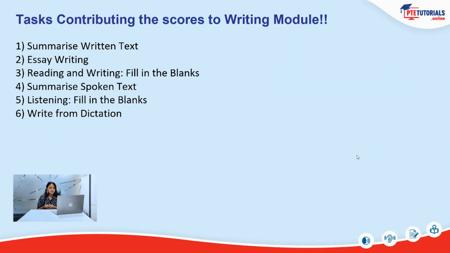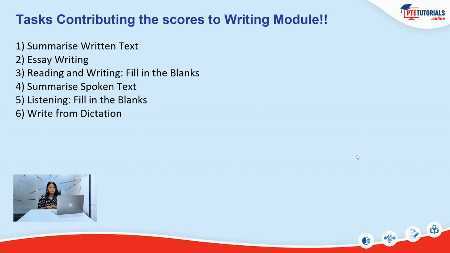So basically, as you can see on the screen, these are the six specific tasks which are contributing the scores towards your overall 90 of the writing module. To achieve a perfect score of 90 in the writing section, you need good accuracy in summarize written text, essay writing, reading and writing fill in the blanks, summarize spoken text, listening fill in the blanks, and write from dictation.